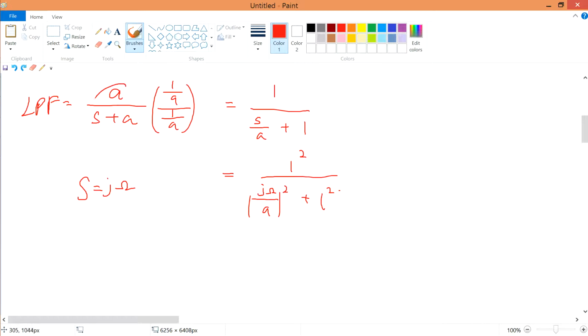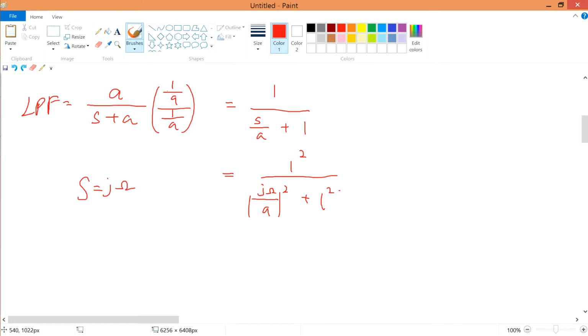Alright, so I have a low pass filter of A over S plus A, and then I rearrange it by multiplying with 1. This 1 over A divided by 1 over A is equal to 1. So by multiplying this, I somewhat change it to here. A times 1 over A is equal to 1, and then S times 1 over A, I have S over A. Then A times 1 over A, you have plus 1.